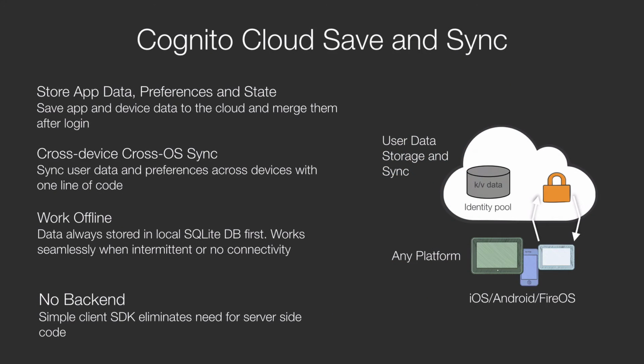Sync and save functionality. So this is enabling you to store app data preferences and state across a variety of different devices, across a variety of different platforms, so cross-device and cross-OS sync. It enables you to work offline with the local cache, which is stored in a local SQL-like DB on device, so it can work seamlessly when there's intermittent or no connectivity, and sync changes will be reconciled when connectivity is available again. And there's no backend here. This is client SDK, simple client SDK code communicating directly with the Cognito API endpoint, and you don't need to run servers or run any infrastructure to take advantage of this functionality.